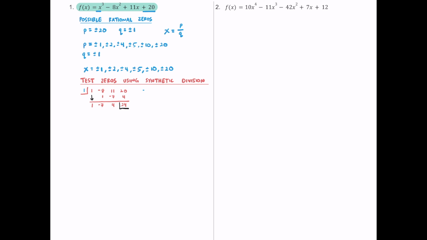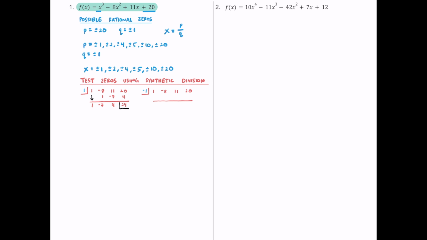Again, try not to get too stuck on this part, just move on to another number. I know there's a lot to try, but more often than not, it's not going to take you all of the tries. So let's write 1 and then negative 8, 11, and 20. Let's try this again, but now using x equals negative 1.